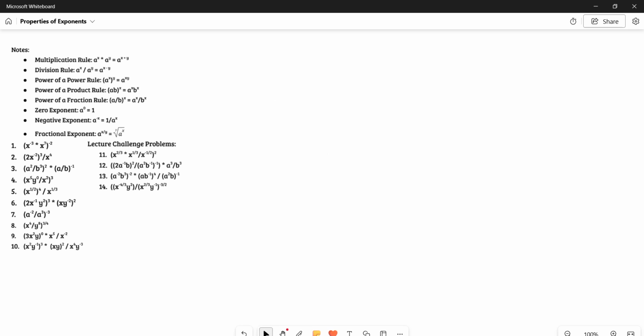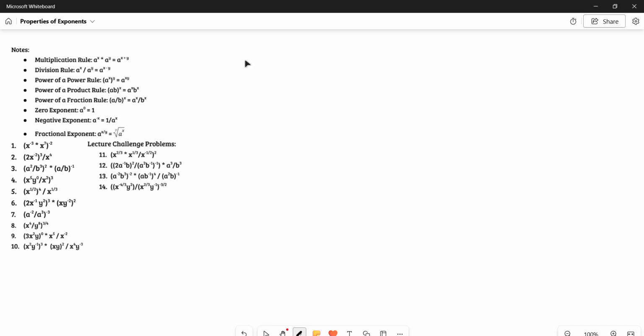And then the final one is the fractional exponent, in which a to the x over y is equal to the y-th root of a to the power of x. For example, the square root of x squared is x to the power of 2 over 2, which is equal to x. Anyways, let's go over some sample problems for today.